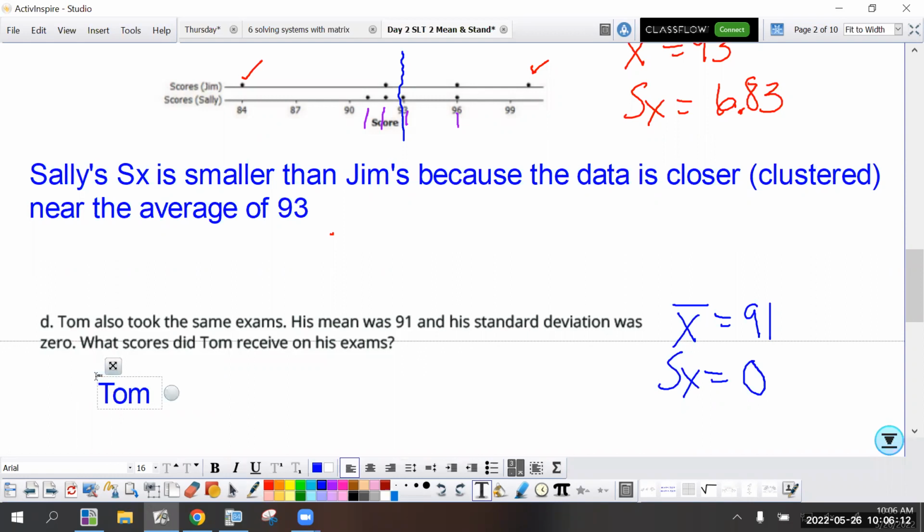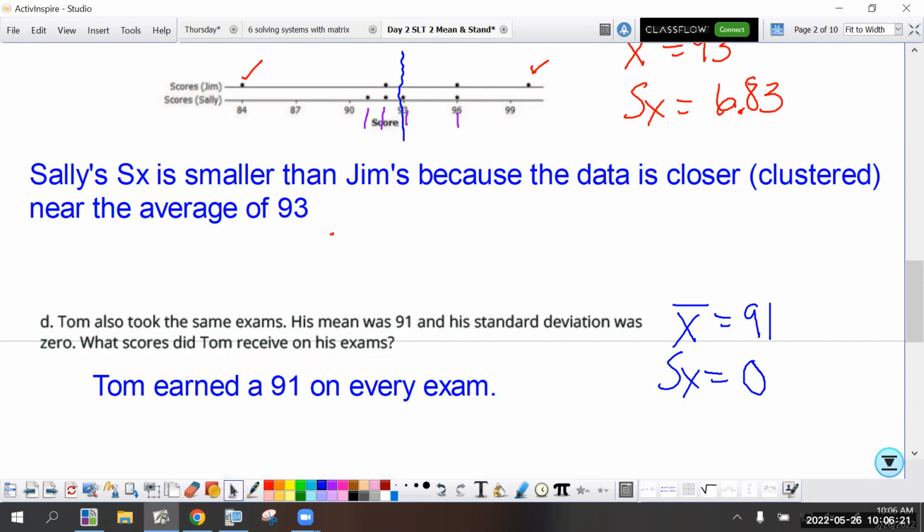So I'm going to say Tom earned a 91 on every test, every exam. No standard deviation means no variability. So 0 standard deviation, none of his data varied or changed from 91.